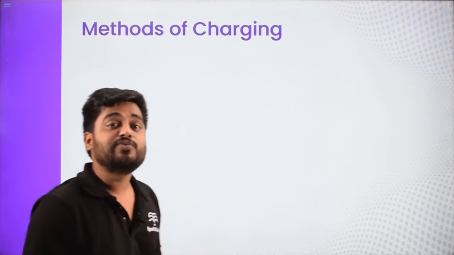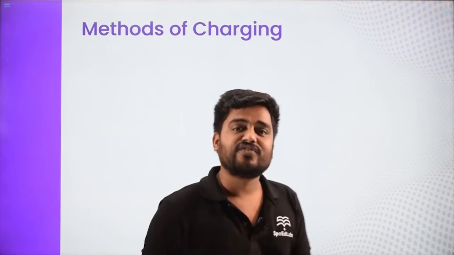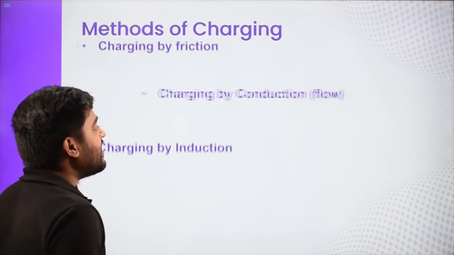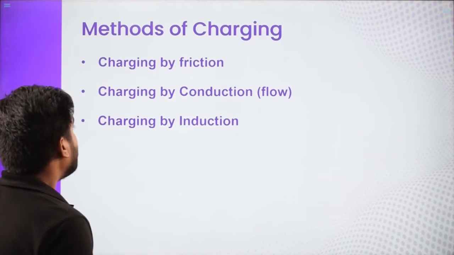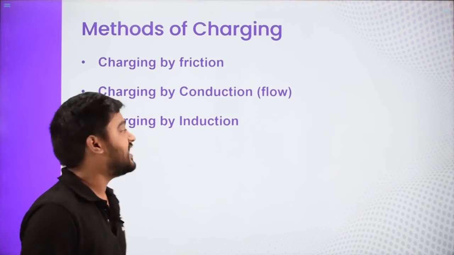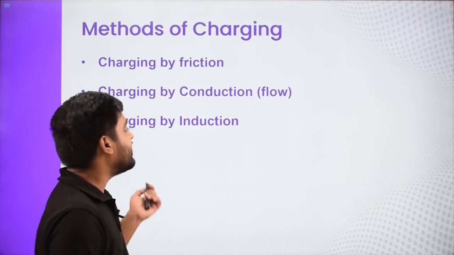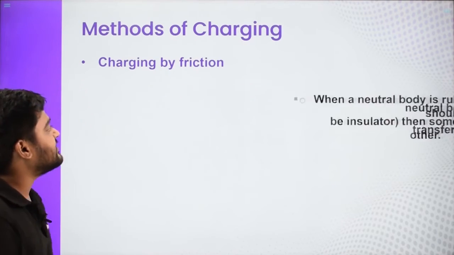Now, how can you make an object charged? So there are methods of charging. If we talk about how many types of methods of charging, there are three types of methods with which we can charge an object. First is charging by friction, second is by conduction, and third is by induction. Let us discuss them one by one.